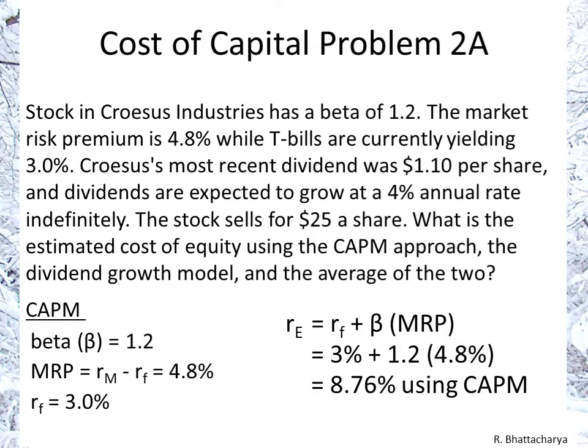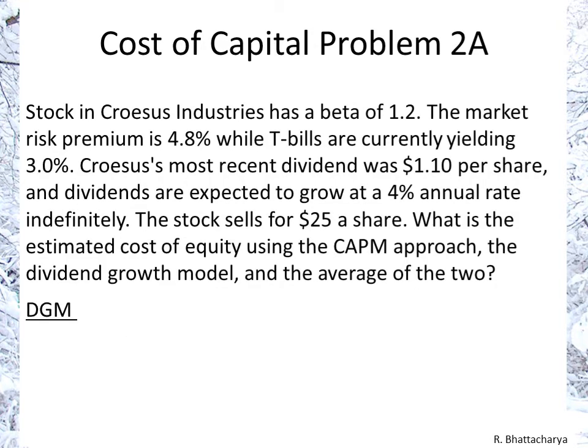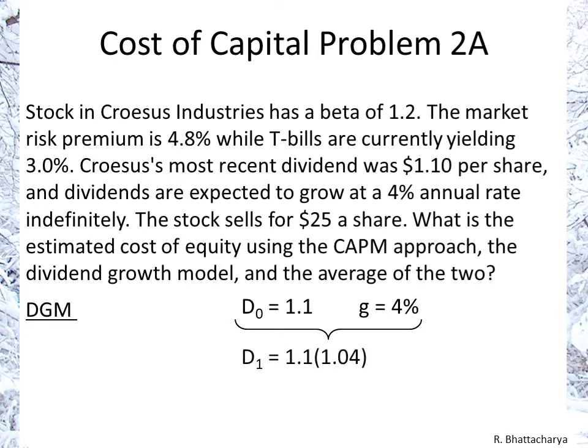Now let's take a look at the dividend growth model. Here we have $1.10 per share, and we should note it says the most recent dividend, which is why it's D0. We have to keep track of our subscripts so that we know which is the past and which is the next dividend, because it makes a difference in the values. 4% is the growth, and given that it's D0, we can calculate D1, which is basically just 1.1 times 1.04, 1 plus growth, and that gives us 1.144.